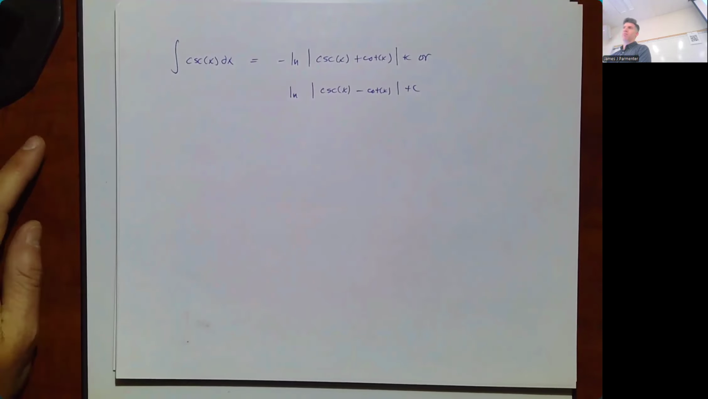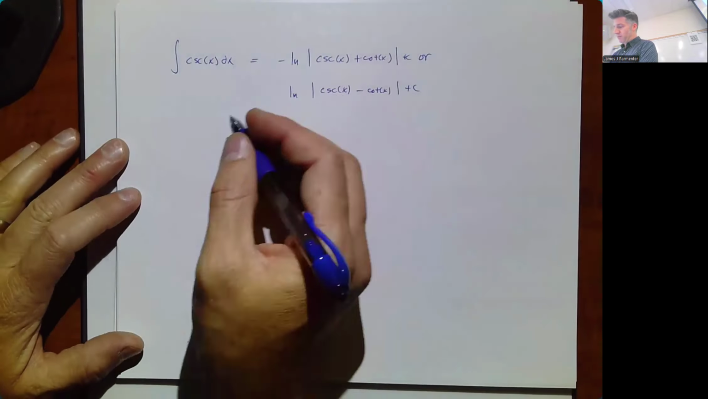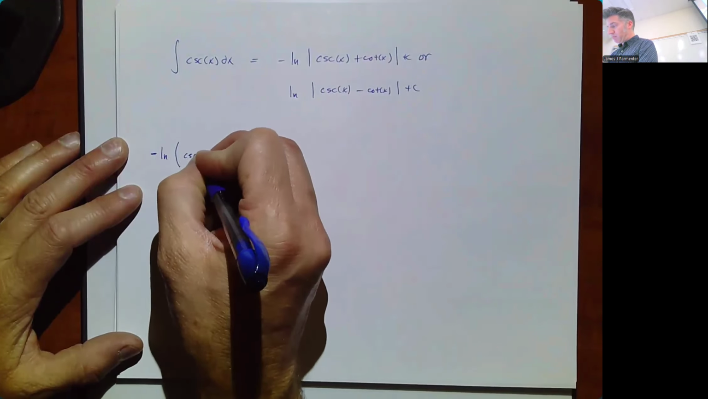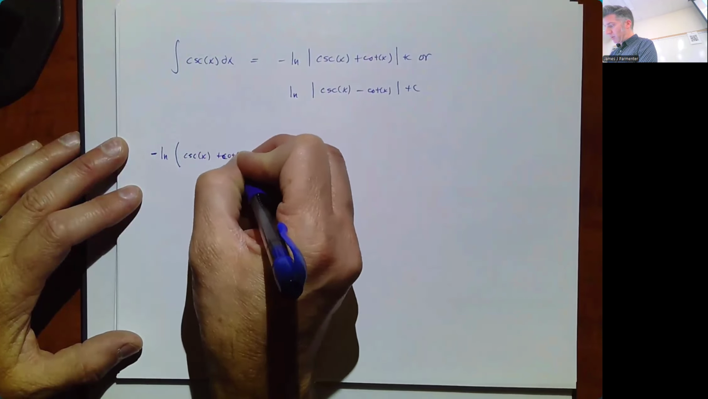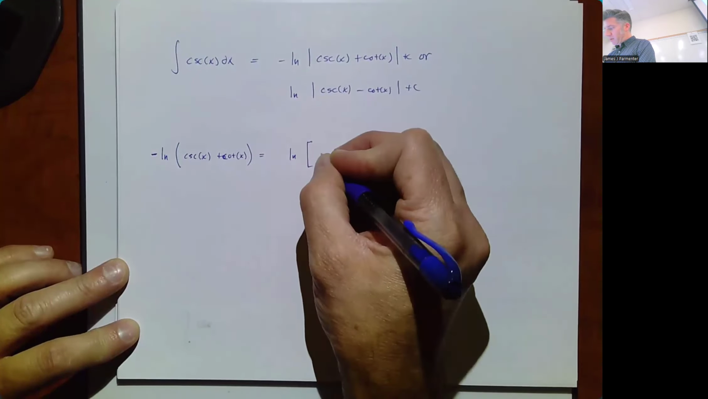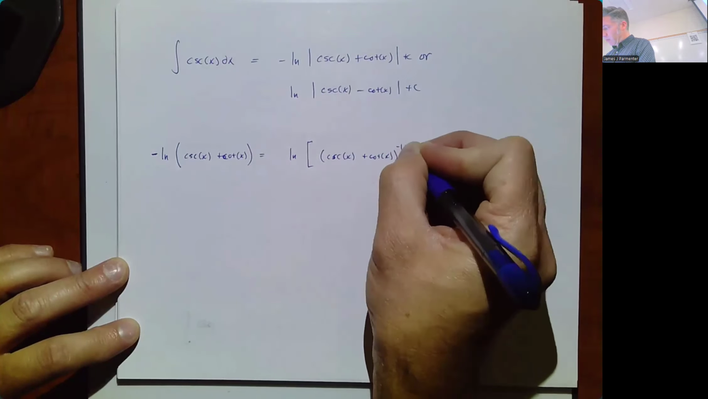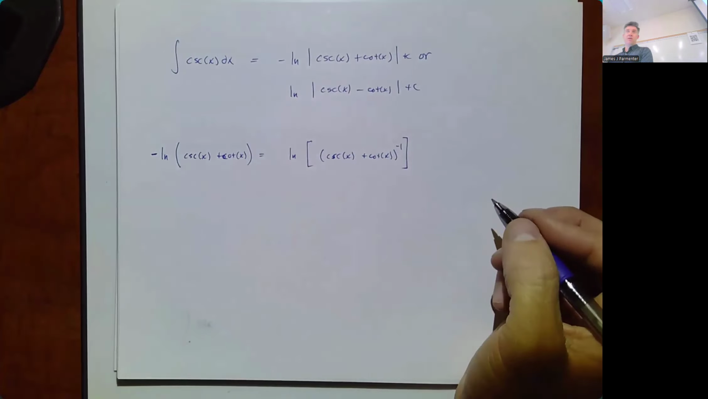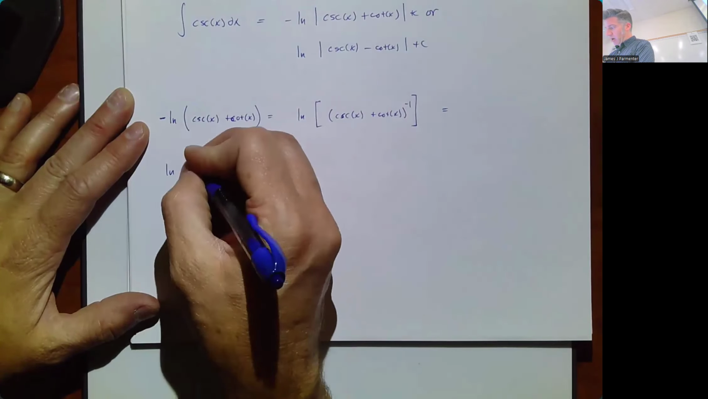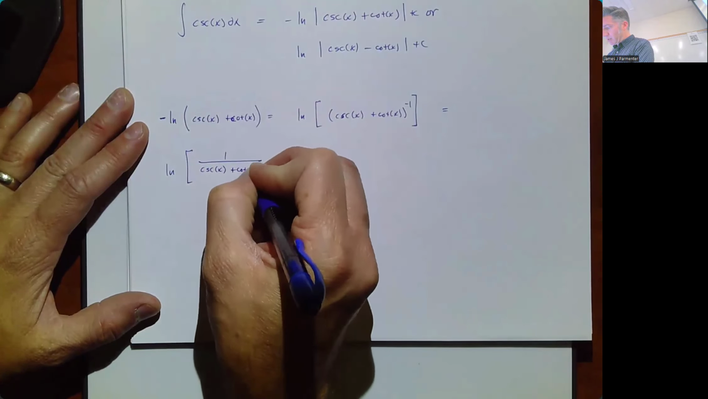I would imagine at least one of you might like to know why they're the same. Well, let's look at this first one. If you look at the negative natural log of, you don't need to write this down, by the way. You certainly can, but it is not required. If we bring this negative one up as the power, this is equal to the natural log of cosecant of x plus cotangent of x to the negative 1 power. Something to the negative one is just its reciprocal, of the entire thing. This is really the same as the natural log of 1 over cosecant of x plus cotangent of x.